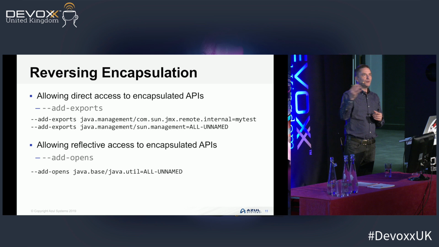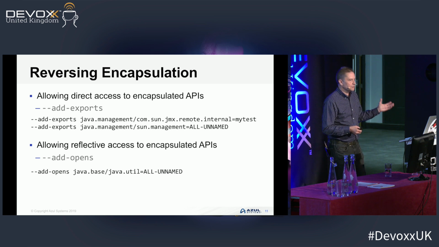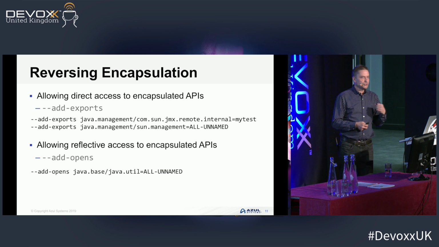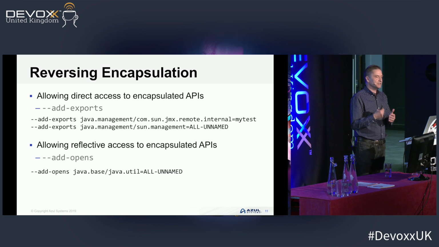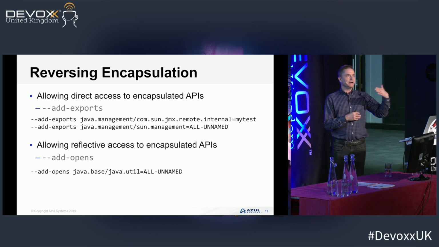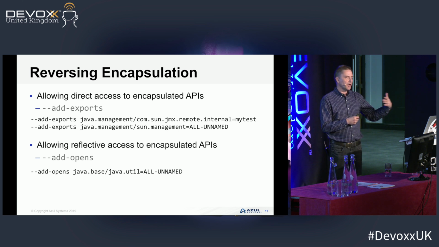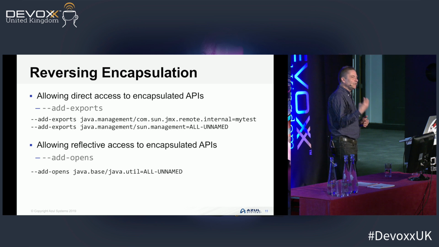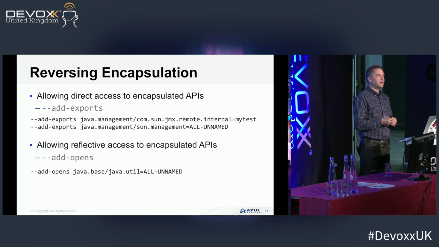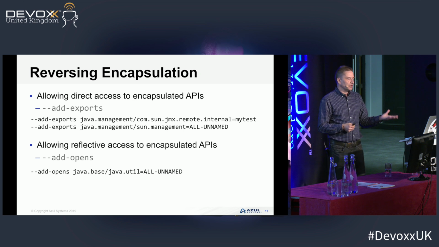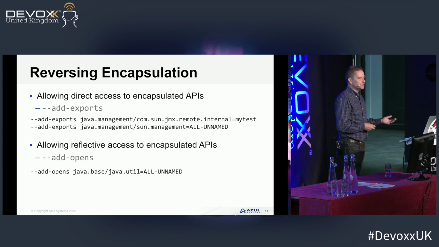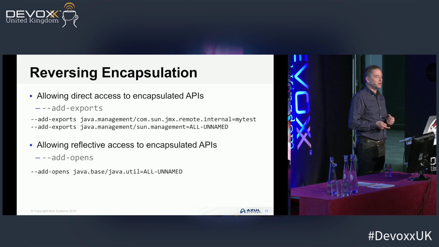If I want to allow everybody access to it on the class path, then I can do the same add exports, specify the module as java.management, specify the package as sun.management, and then say ALL-UNNAMED. And that will give everybody on the class path access to that internal API. So that's for importing a class or a package through the import mechanism. If I want reflective access, then I can do the same thing but use add opens, and that will grant me reflective access rather than import access. Same thing, add opens, name of the module, java.base, name of the package, java.util, and again, ALL-UNNAMED, everybody on the class path.